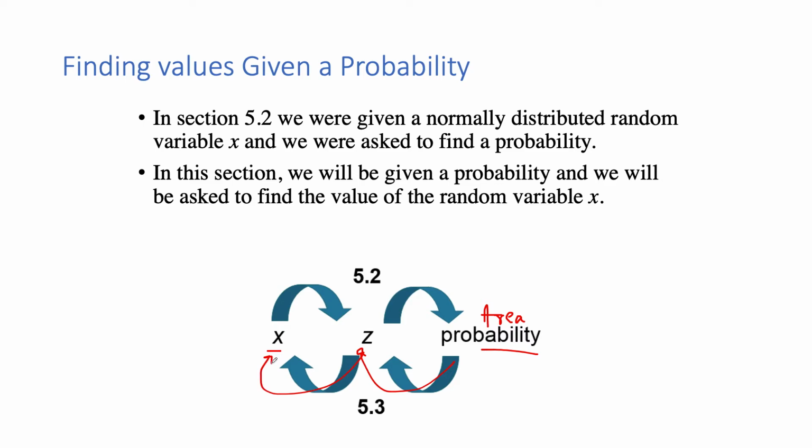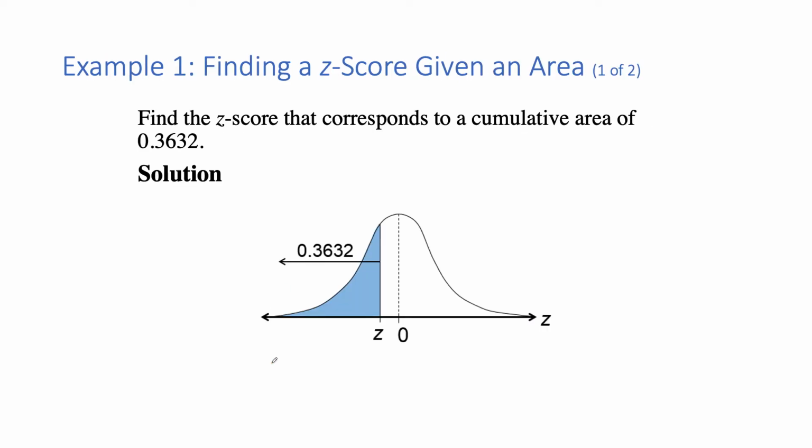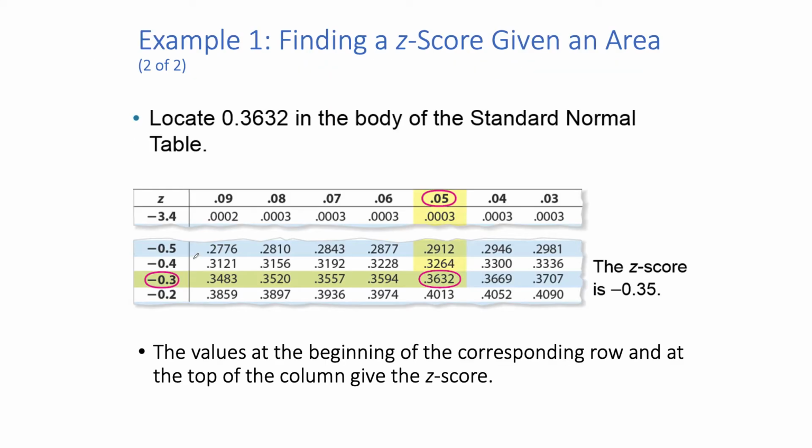Okay. All right. So let's see. How would we do this? Okay. So suppose I have a situation like this. I want to know what z-score corresponds with a cumulative area of 0.3632. Okay. So the area to the left of this z-score is going to be 0.3632. And I want to know what is this z-score for which the area to its left is 0.3632. Okay. So what would I do? I just reverse the process, right?